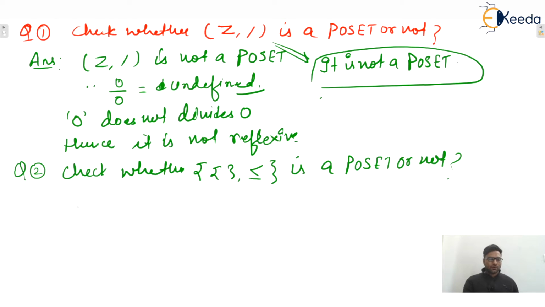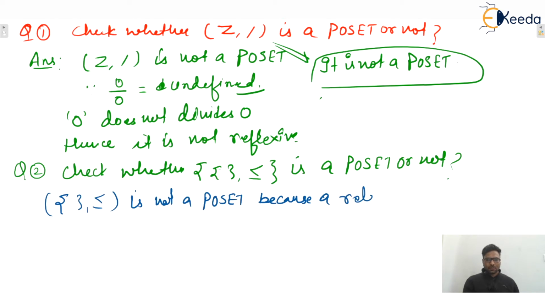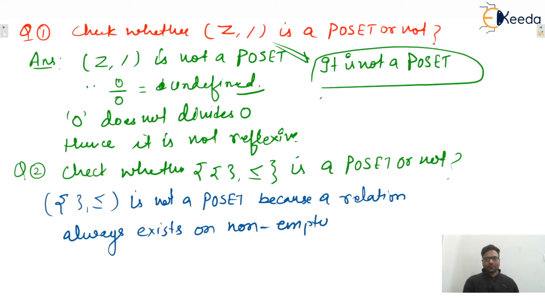Is a poset or not. So we can say that this one, on less than or equal to, is not a poset, because a relation always exists on a non-empty set. During the definition of relations, I told you that a relation always exists on a non-empty set, isn't it? That's why we can say that this one is not a poset. Okay.